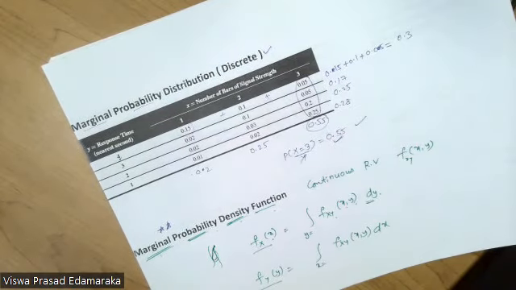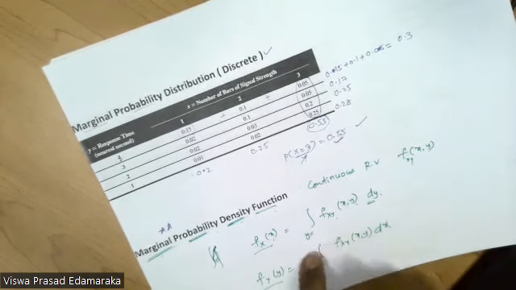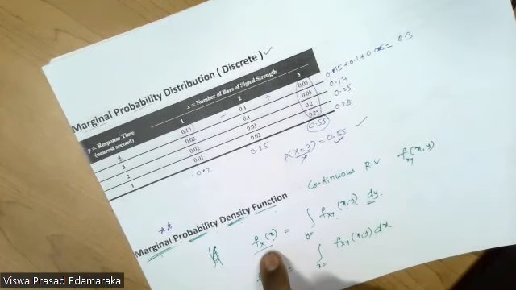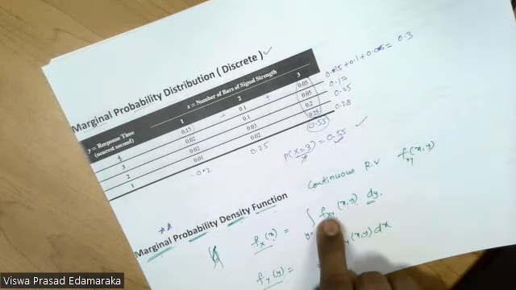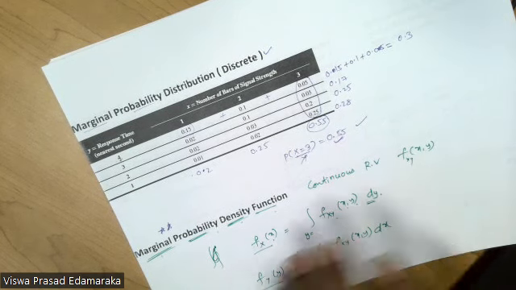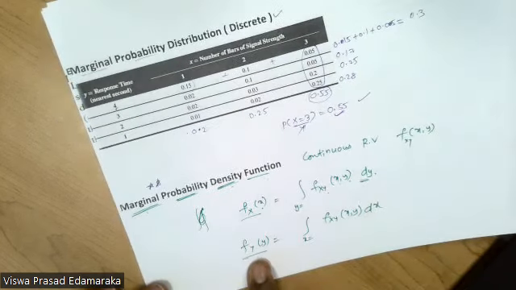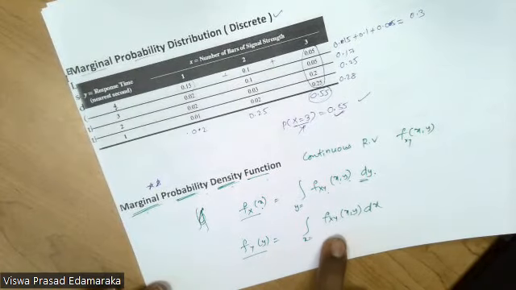Whereas for the probability density function, the marginal for a continuous random variable is an integral. If I want to calculate the marginal probability density function for x, we integrate f of x comma y with respect to y. Whereas if we need f of y, we integrate f of x comma y with respect to x.